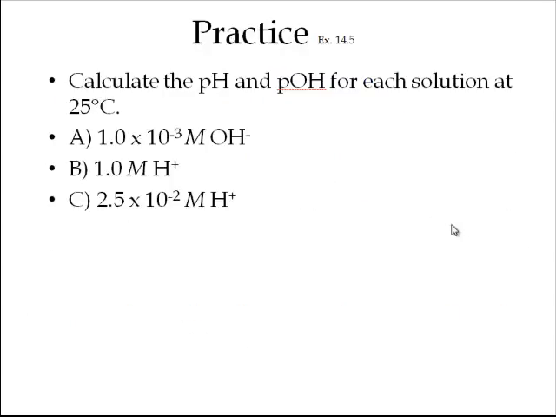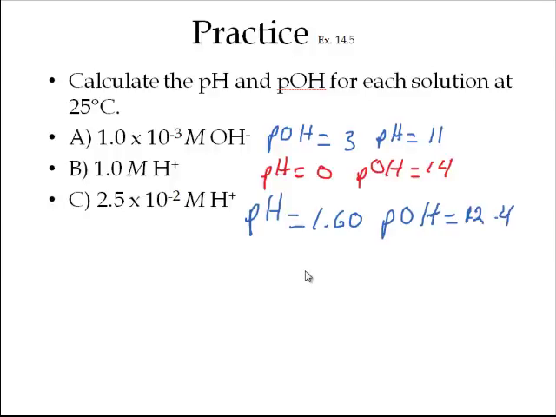Now what I want you to do is find the pH and the pOH for each solution at 25 degrees Celsius. Go ahead and take your time, write it out. I'll put my answers up, and then we'll see if you got what I did. Alright, so did you get those answers? Well, if you didn't, this is what I would do.